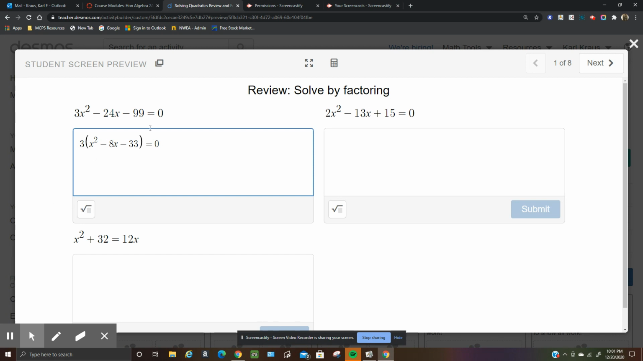And then you want to find the factors of -33 that add to -8. So the factors of 33 that equal -8 are -11 and +3.